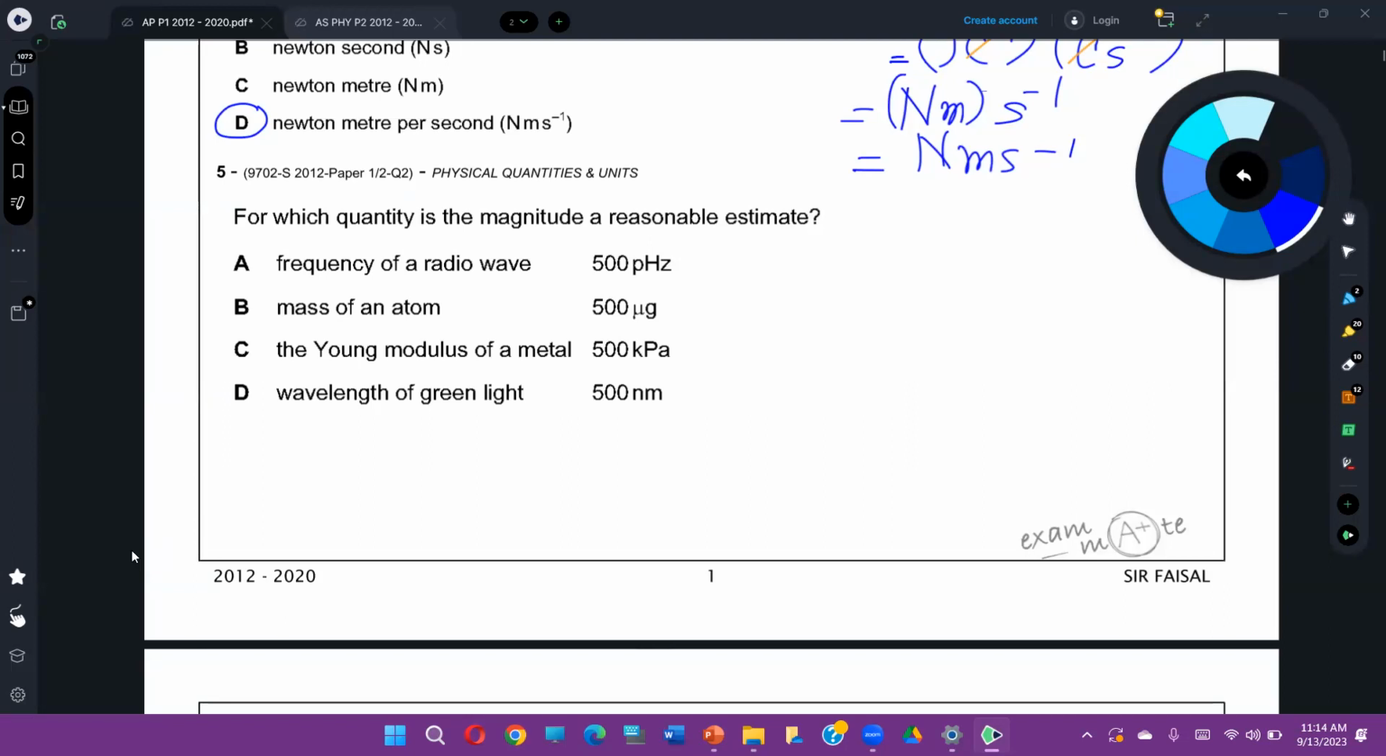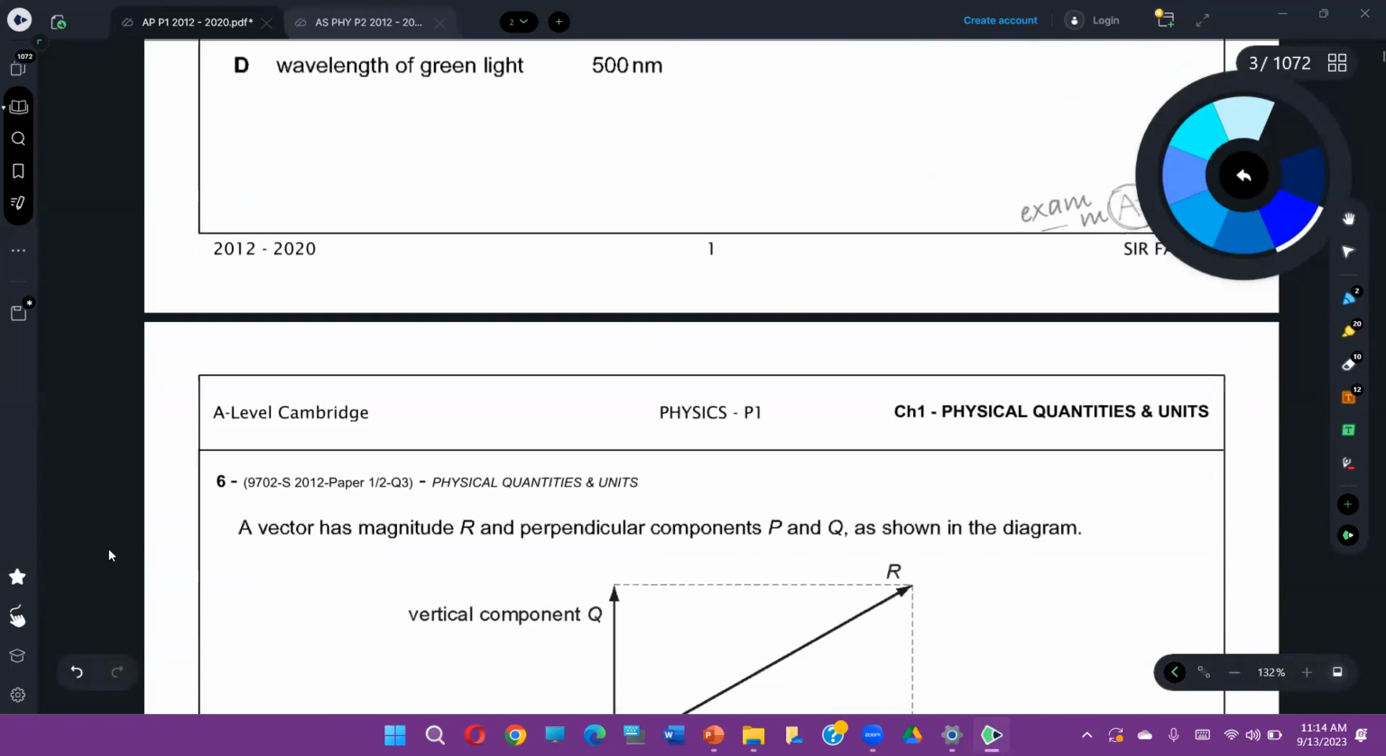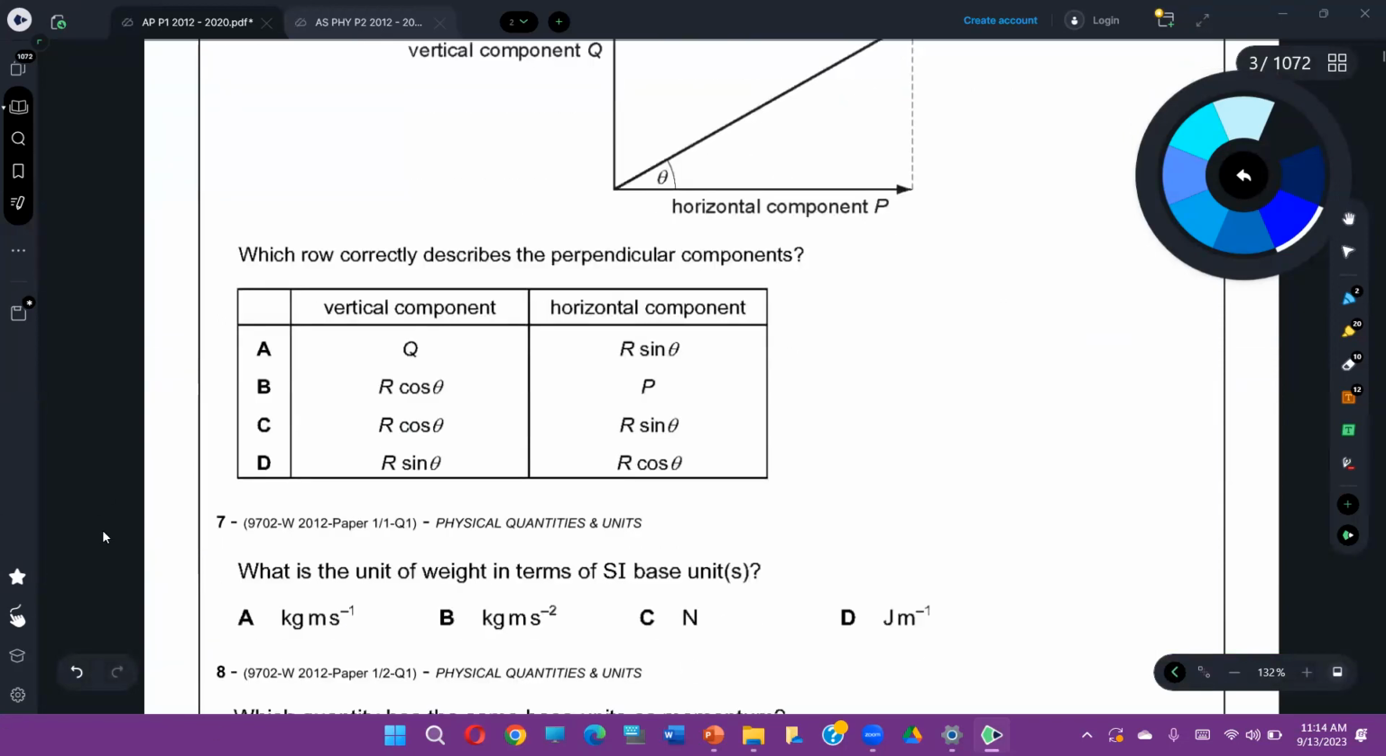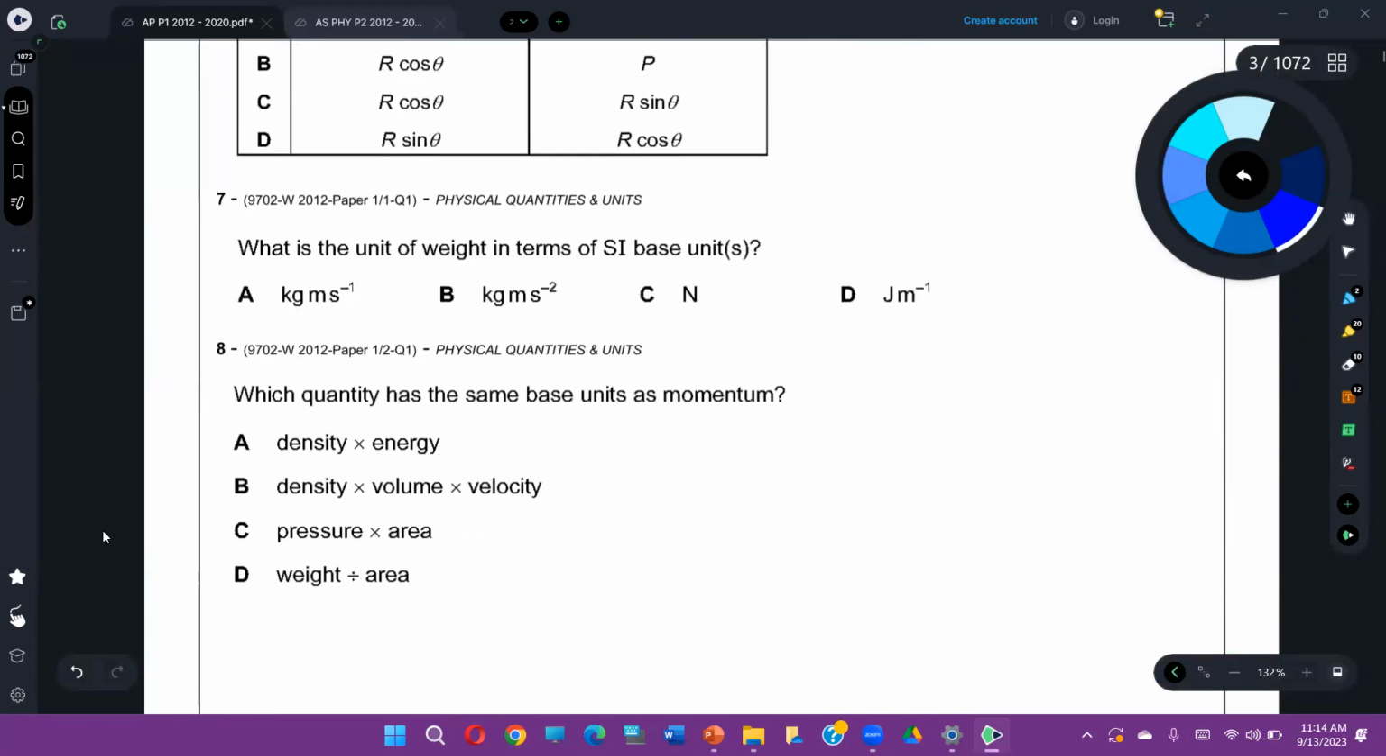Now here it shows that AS physics MCQs are the most challenging. From the people who have done AS, you can identify that MCQs are really trapping. Now let me select another question, and this is question number 7. What is the unit of weight in terms of SI unit?